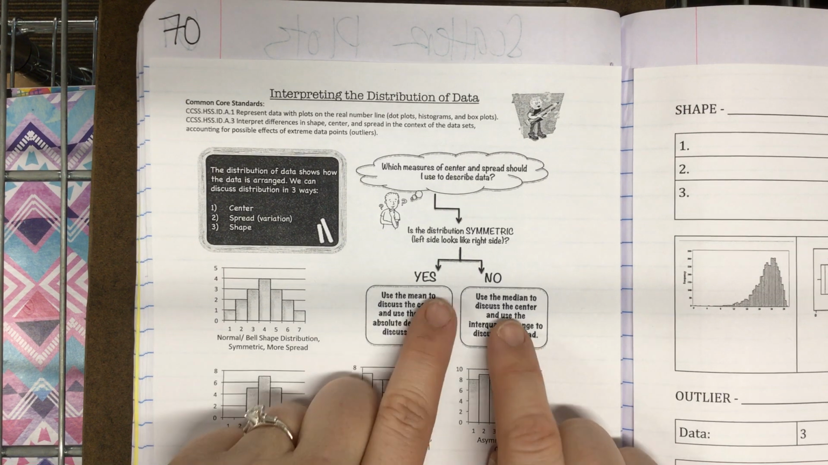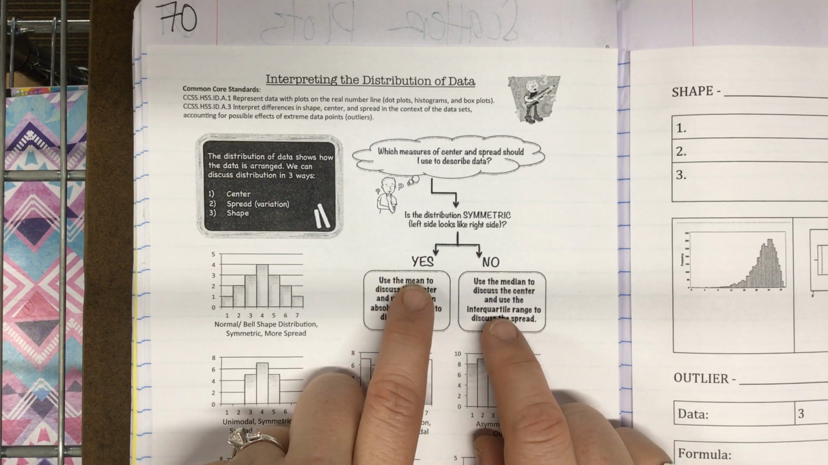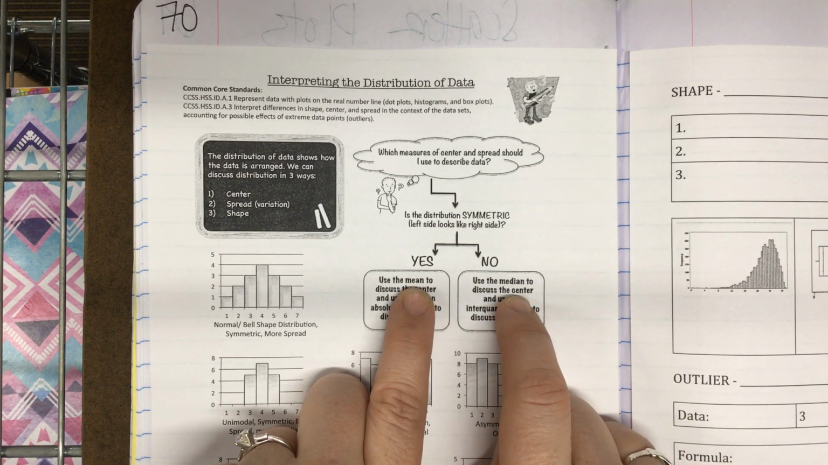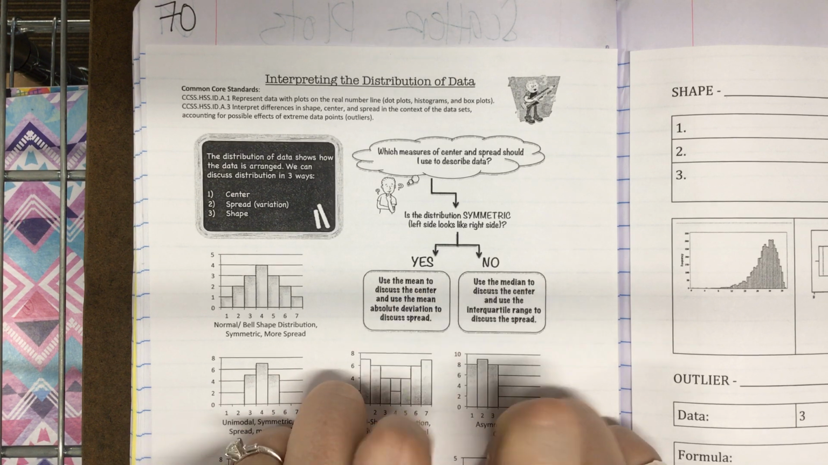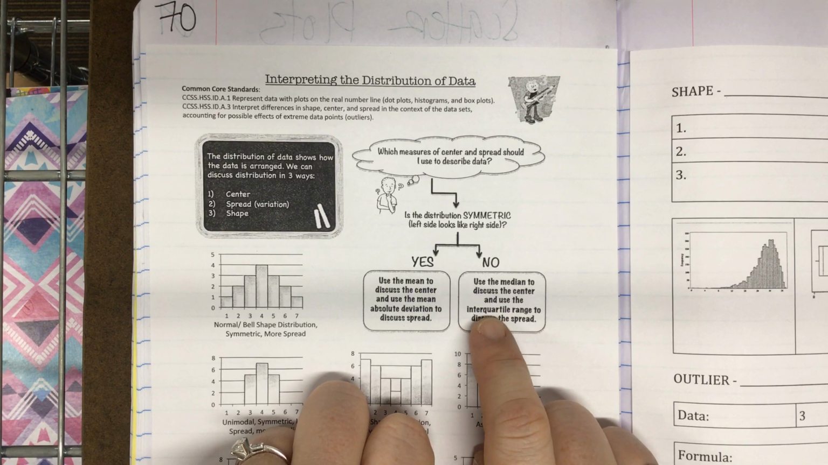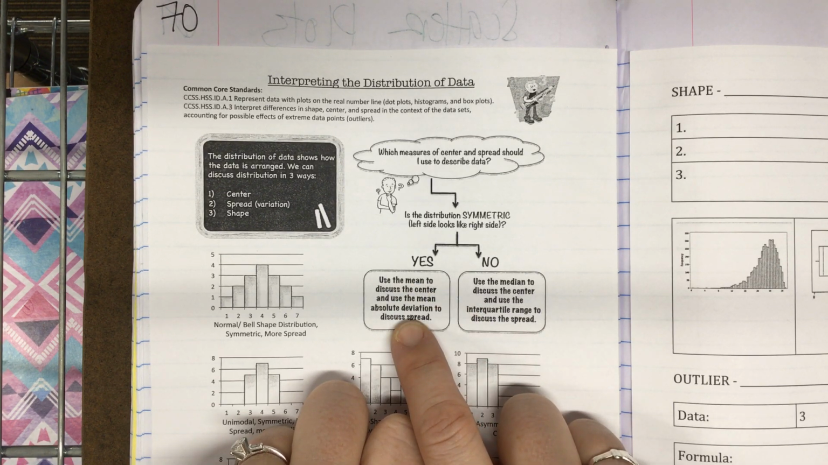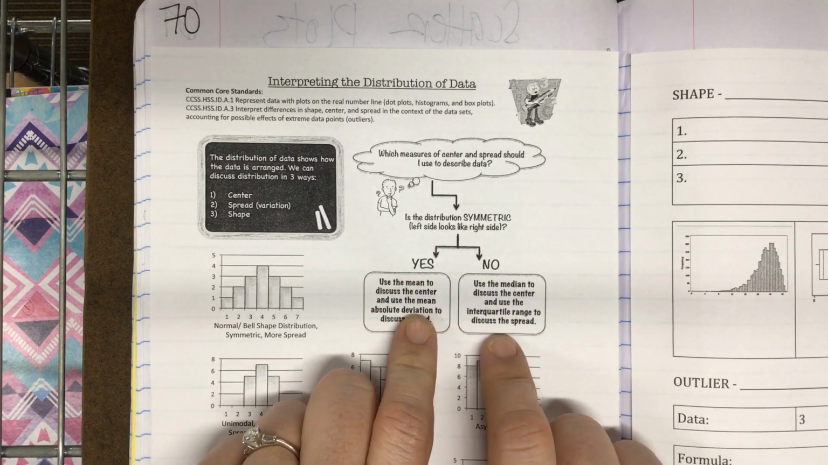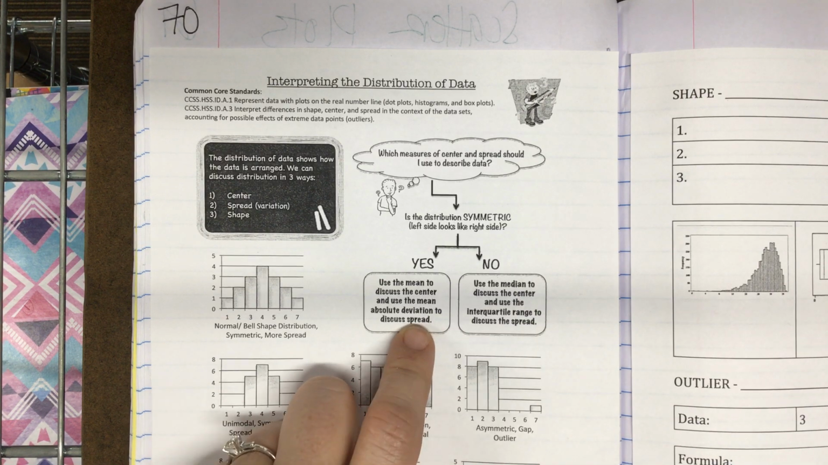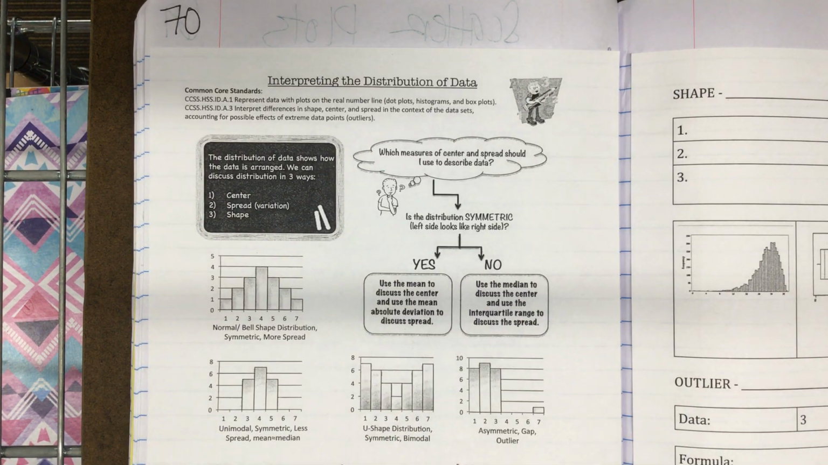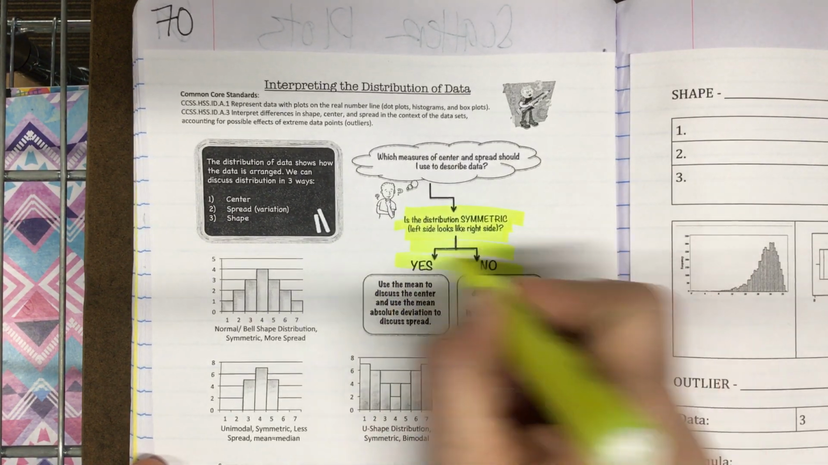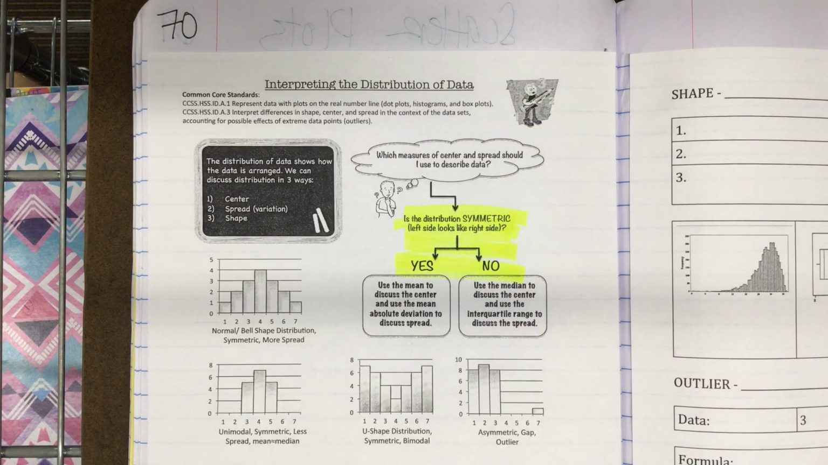If the answer is yes, it looks similar on both sides, you use the mean, the average. If the answer is no, it does not look similar on the left and the right, the median is the better answer. You could use the interquartile range. You could use the absolute deviation here, right? So this kind of gives you a good guidance of which one do I want to talk about. So this is important. Right? It's going to help you.